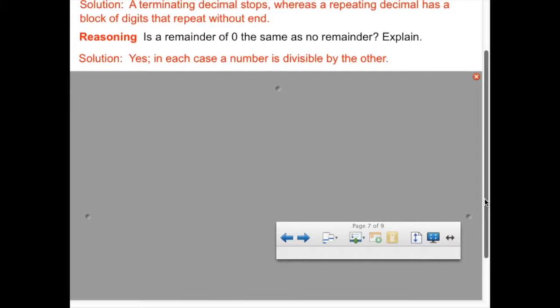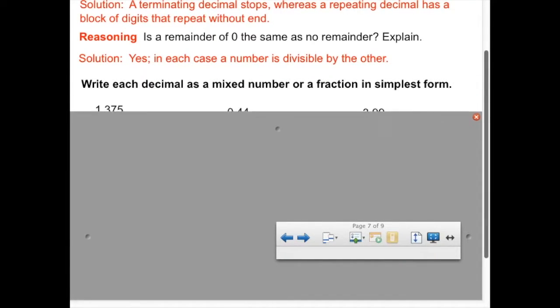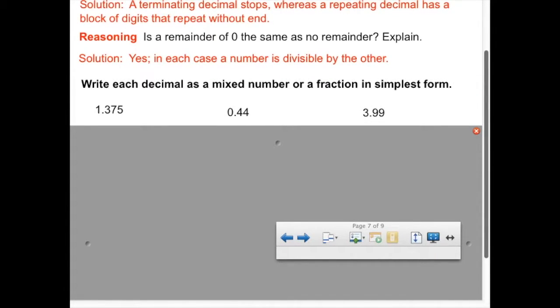Okay, moving along. Write each decimal as a mixed number. Can you go ahead and write these as mixed numbers? You don't necessarily have to get them simplified, but write them as a mixed number. Because we're short on time, I don't need you to get them in simplest form. Just write them as a mixed number.